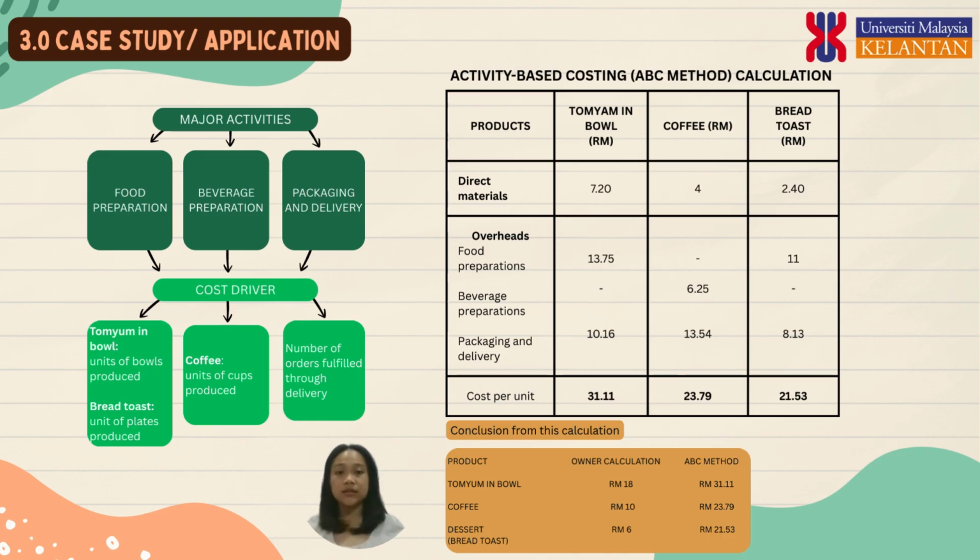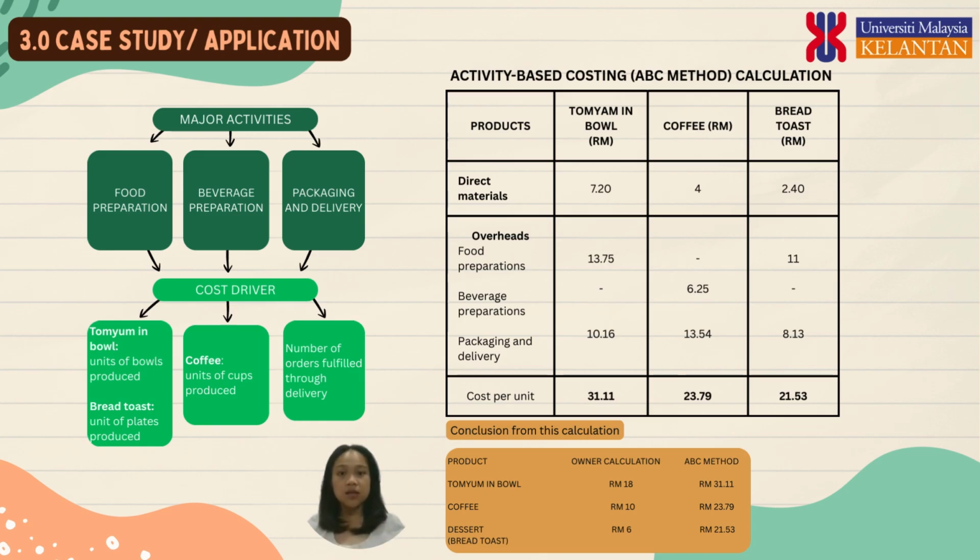As I mentioned earlier, there are three major activities, which are food preparation, beverage preparation, and packaging with delivery, each driven by a specific cost driver. For food preparation, the activity is driven by the units of bowls produced for Tomyam and units of plates produced for bread sauce. For beverage preparation, the activity is driven by the units of cups produced for coffee, and lastly, packaging and delivery activity is driven by the orders fulfilled through delivery.